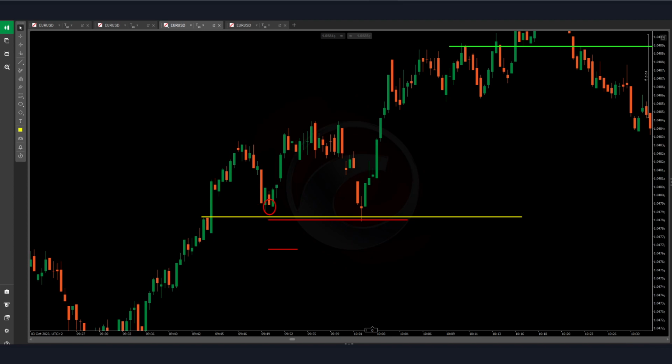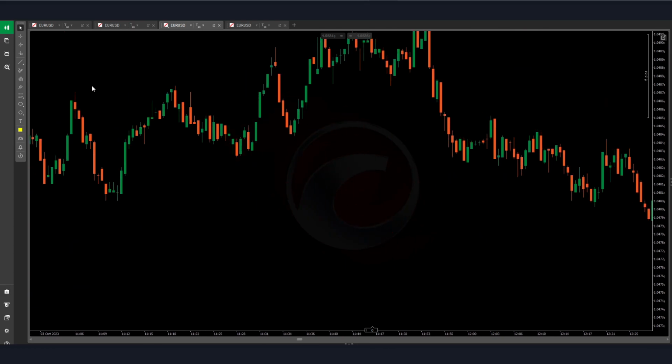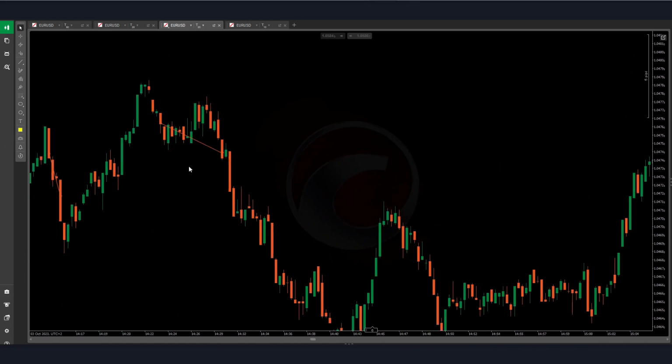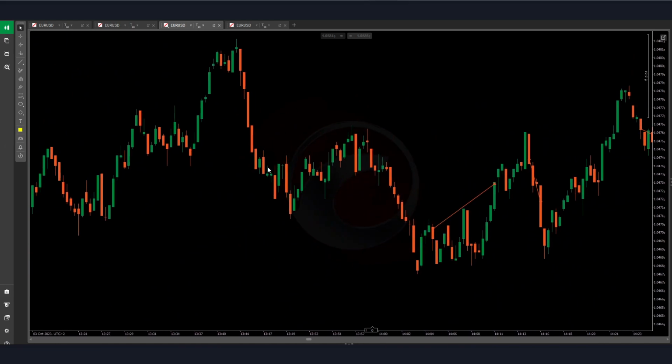And let's see the next one. Now we're moving into the New York session. As you can see, I took a couple of losses. Let's see if the trade idea was good.